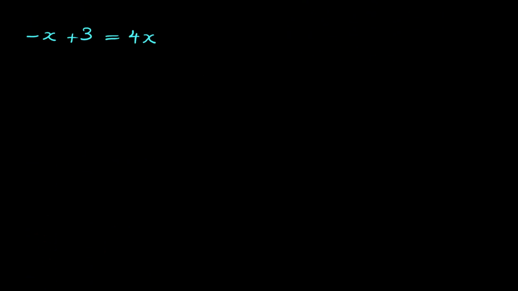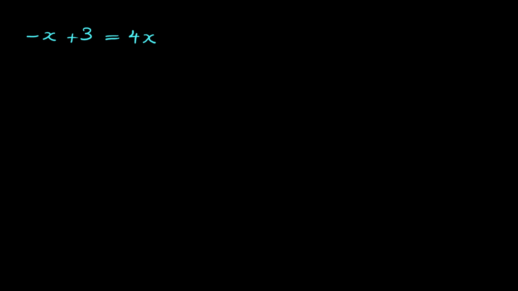Now look at this example. Negative x plus 3 equals 4x. For solving this equation, I am going to show you how to solve it with the second method that we have learned, because it is faster and easier, and it's possible to find the answer without any mistake. When you do a question in a long way, it's more possible to make a mistake. The second method is easier. So I want to show you how to solve this equation with the second method.